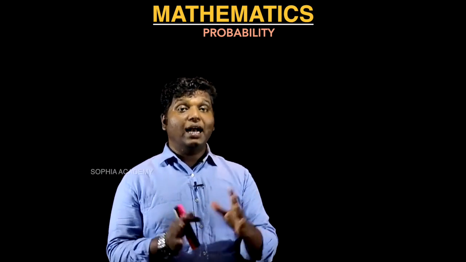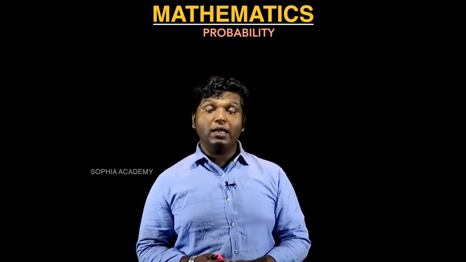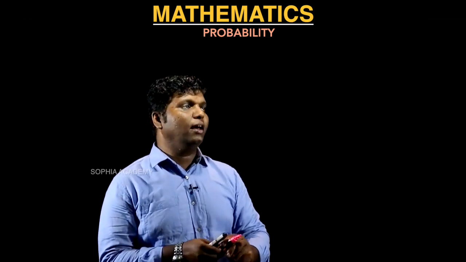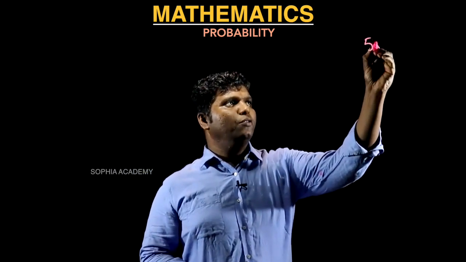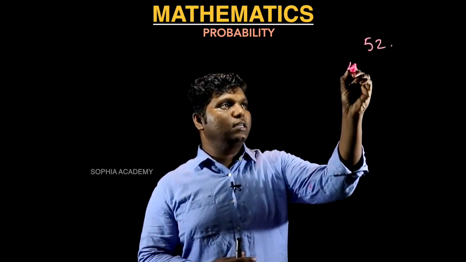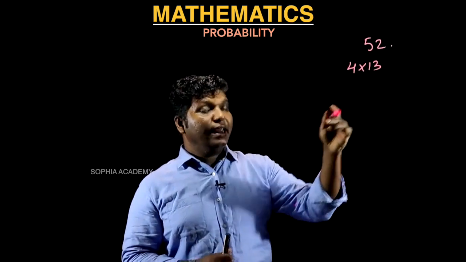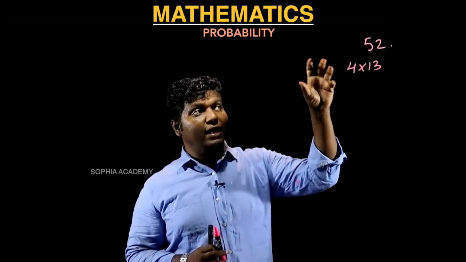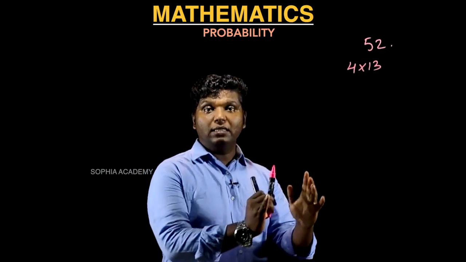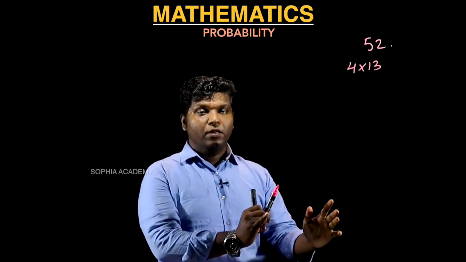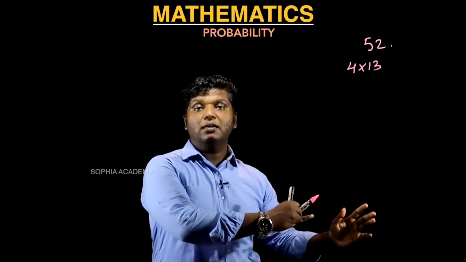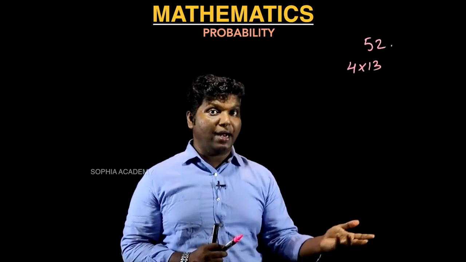Okay. So regarding the playing cards, let me tell you one thing. The total number of cards inside a deck of playing cards is 52. Keep that in your mind. From these 52 cards, there are 4 categories, so 4 into 13. They are divided into 13, 13, 13 and 13, like 4 sections. Among them, 26 cards are red color cards and 26 cards are black color cards.